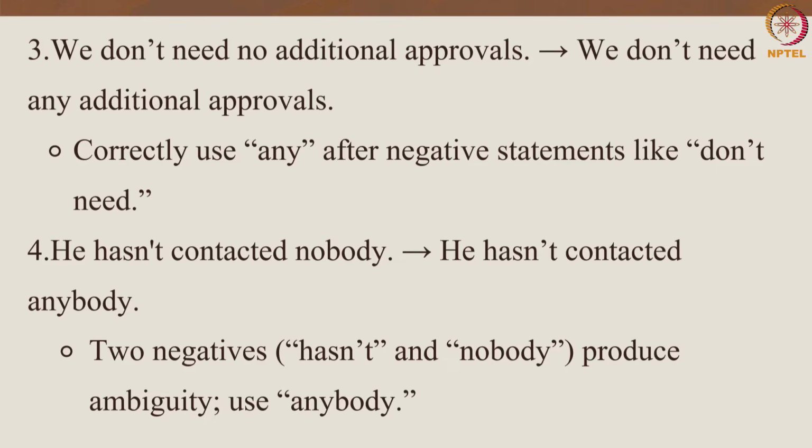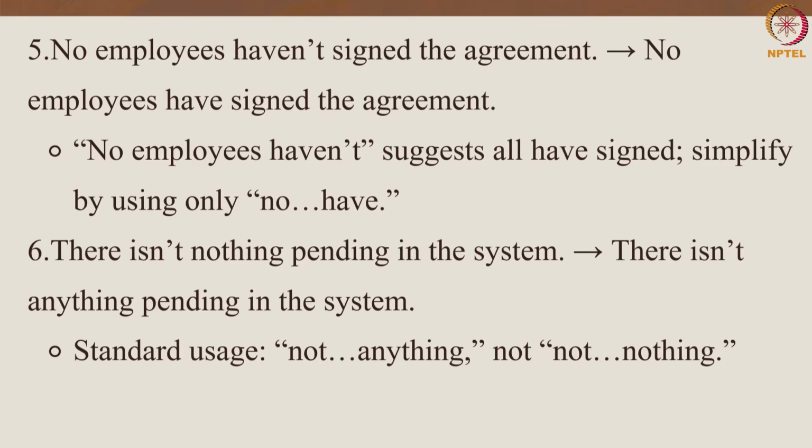Next one. We don't need no additional approvals. Should be we don't need any additional approvals. Correctly use any after negative statements like don't need. Number 4. He hasn't contacted nobody. It should be he hasn't contacted anybody. So, two negatives, hasn't and nobody, produce ambiguity. You should use anybody.